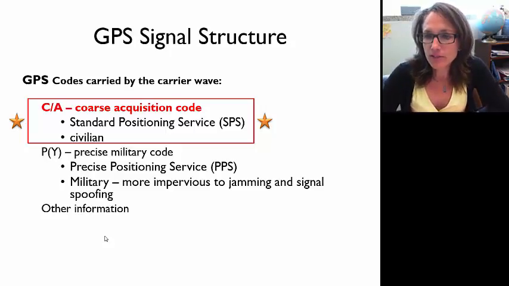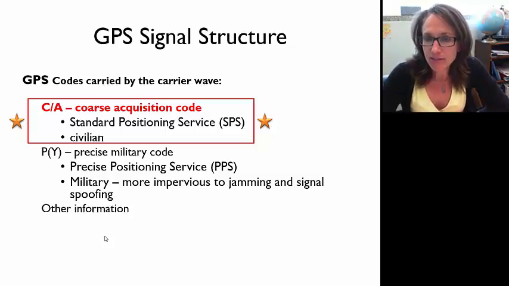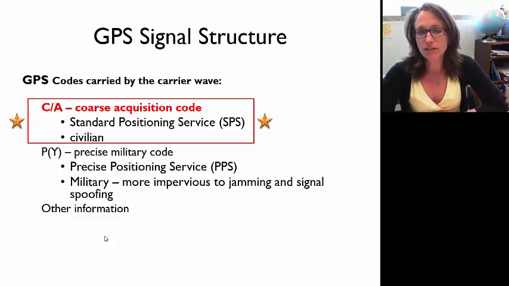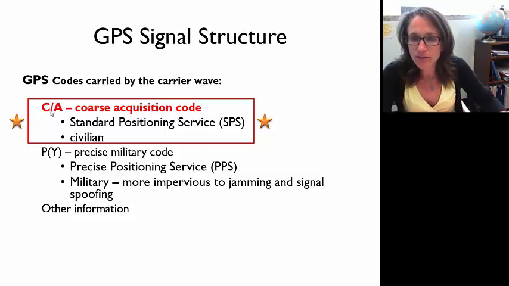Okay, so we understand that the GPS is transmitting a carrier wave. That's an electromagnetic wave. We understand where its frequency is, and we understand that it's being modulated to carry a code. So let's talk about the code that's actually carried by the carrier wave. The code that we use is referred to as a coarse acquisition code, or CA code.